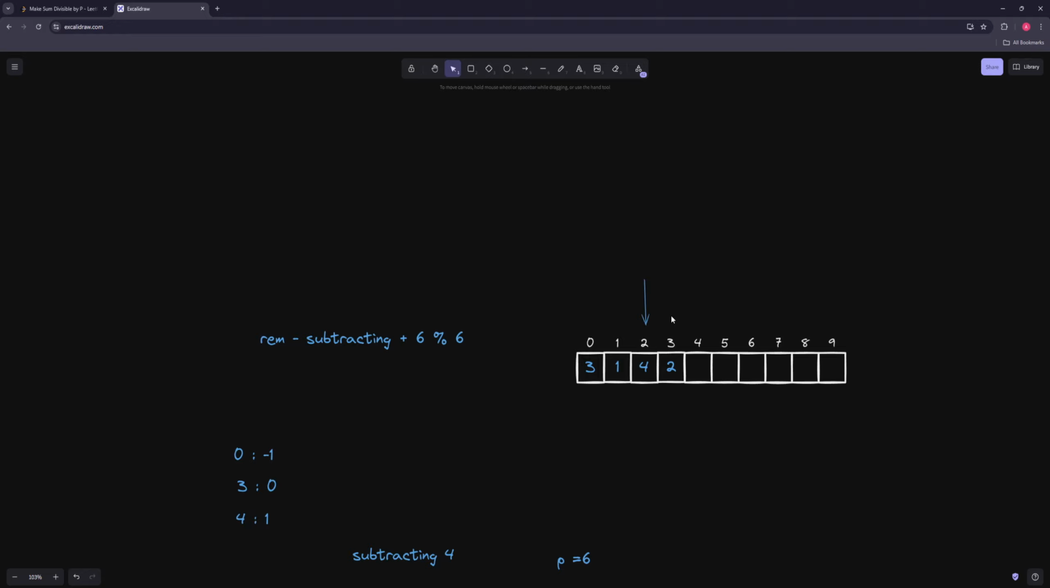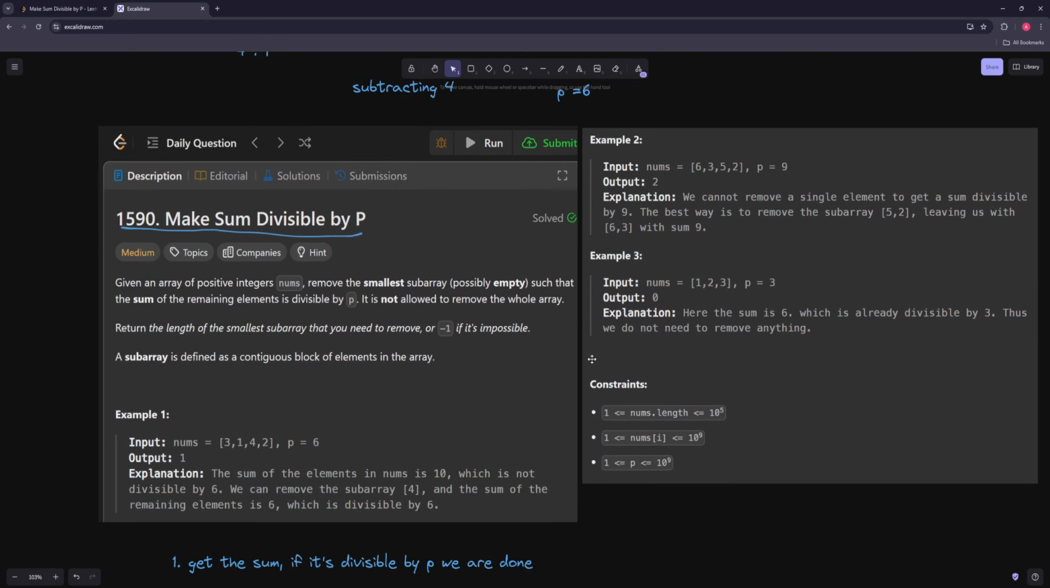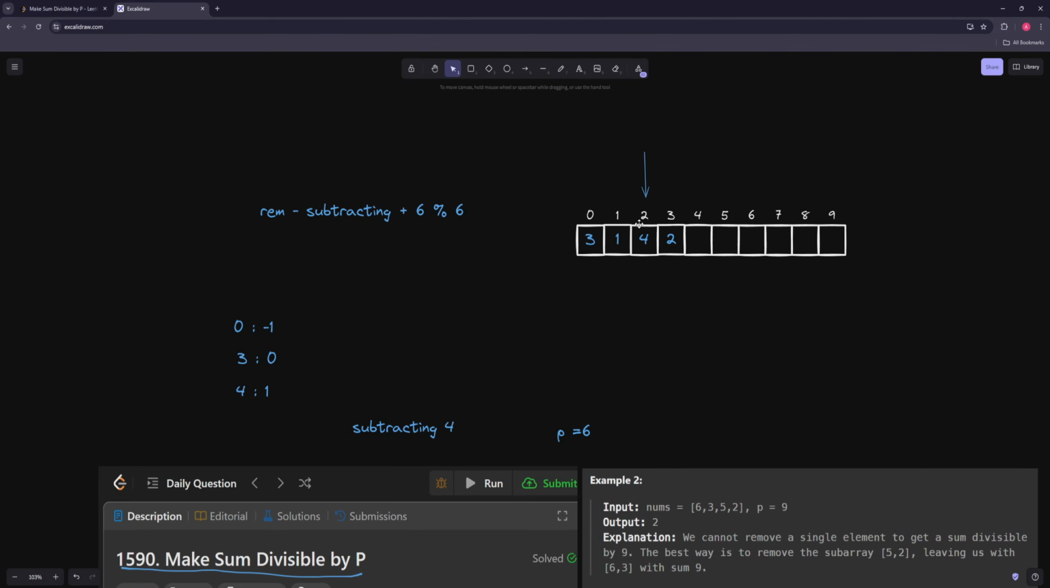And then here, now we have 8 mod 6, which is 2. So we have 2 that we're subtracting 4, so -2 plus 6, which is 4. 4 mod 6, so we're looking for a 4. We have a 4 at index 1, which means we're subtracting this guy, which is just length 1. So that's going to be the best, because it's length 1, and we can keep going but this will be the best.